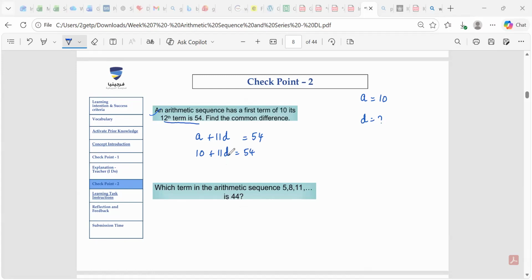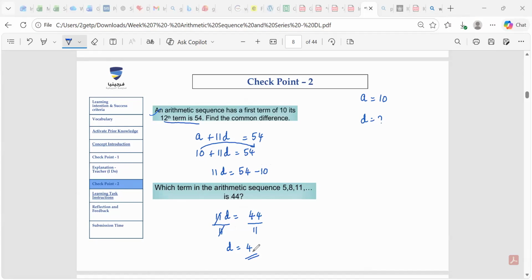What we will do, only d should be there on the left hand side. Positive 10 goes to the right hand side. It becomes negative 10. So 54 minus 10 is 44. So 11d is 44. To get d, you divide by 11 on both sides. So d will be 44 divided by 11, which is 4.